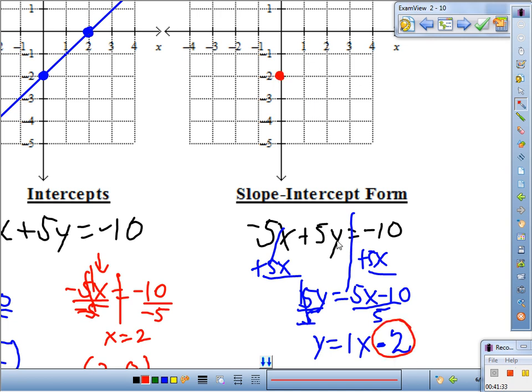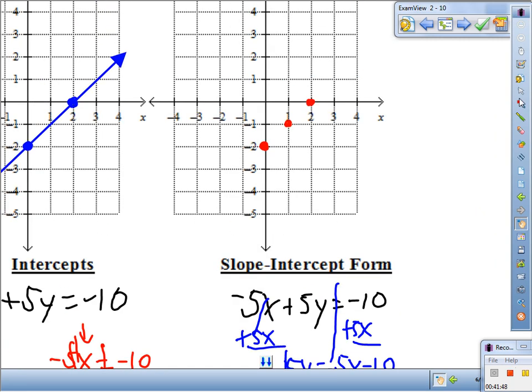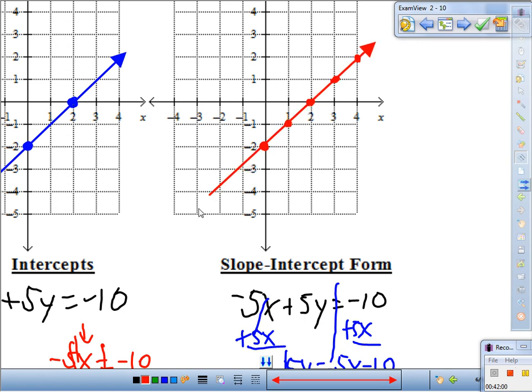I'm going to do this one in red. What is my slope? 1 up, 1 to the right. So we go 1 up, 1 to the right. Plot your point. Do it again, 1 up, 1 to the right, and plot your point. Keep repeating that. Graph your line. Remember, the more points you make, the straighter your line. Okay?